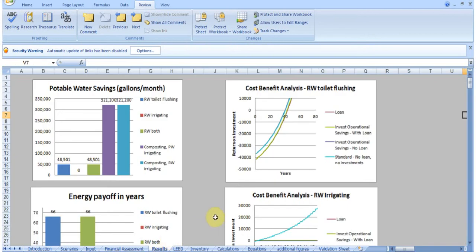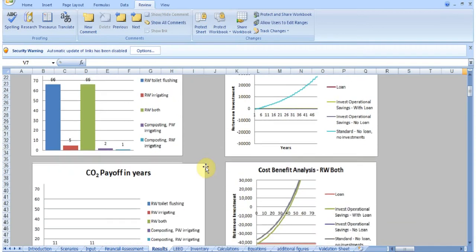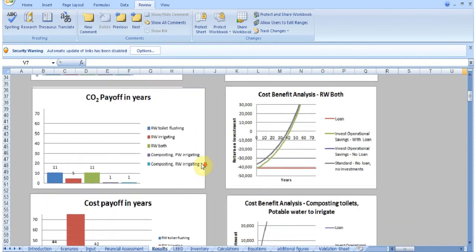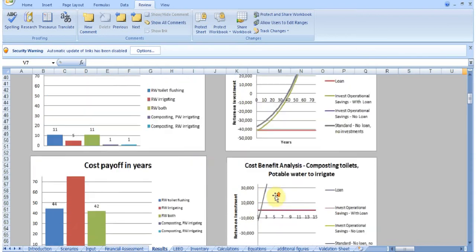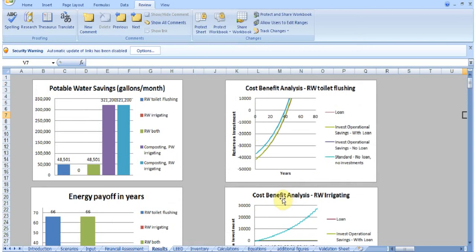Within this results worksheet, there are several graphs displayed. The graphs on the left focus on the payback periods of several different variables, while the graphs on the right give a detailed cost-benefit analysis of each scenario considered.